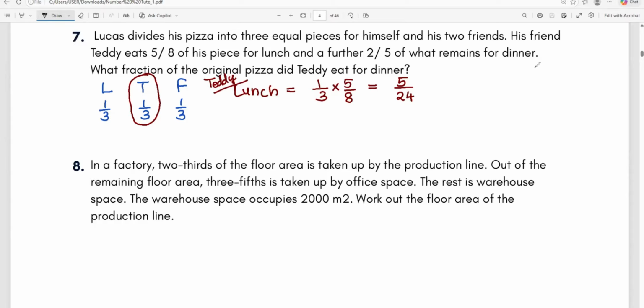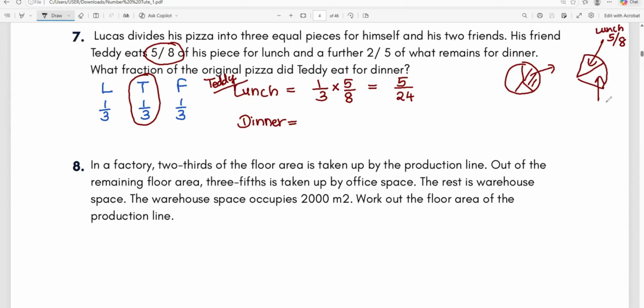Then for the dinner, if I take this as the pizza, then divide it into 3 parts and 1 part is for Teddy. Now this is Teddy's portion. Then divide it into 8 equal parts, and 5 parts he eats for lunch. Then what is the remaining amount? 3 over 8. Yes, this is 3 over 8.